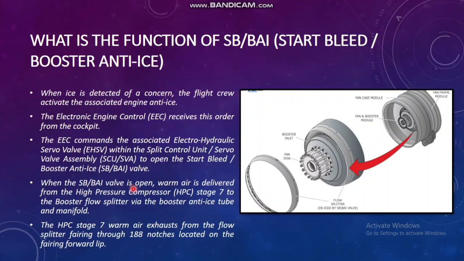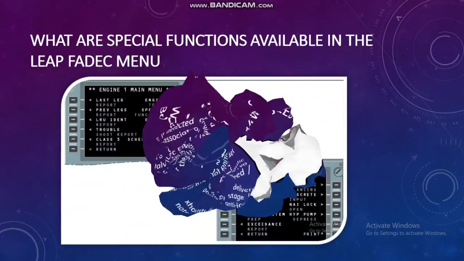When the start bleed booster anti-ice valve is open, warm air is delivered from the high pressure compressor, HPC 7th stage, to the booster flow splitter via the booster anti-ice valve. So this is your flow splitter, warm air will go here. You can see from the front side of the engine, facing forward of the fan blade, this is the splitter. So this is anti-ice, to prevent ice formation in that particular area.